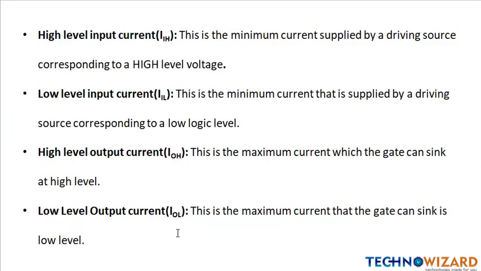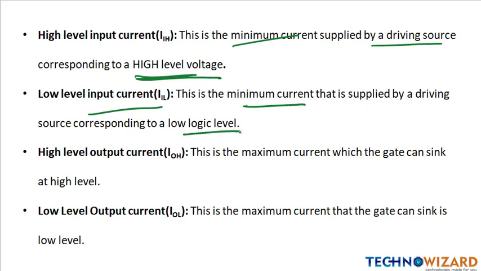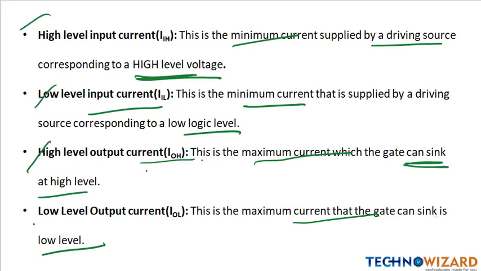Now we will see the current parameters. IIH is the minimum current supplied by a driving source corresponding to a high level voltage. What is low level input current? It is the minimum current supplied by a driving source corresponding to a low logic level. High level output current is the maximum current which the gate can sink at high level, and low level output current is the maximum current that the gate can sink at low level. Remember these definitions, these are very important from the ISRO point of view.